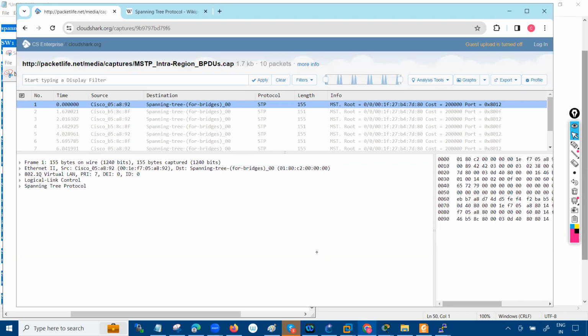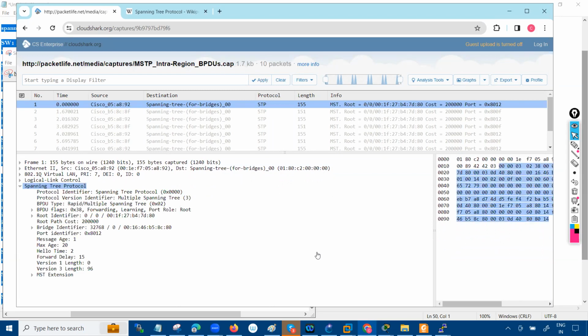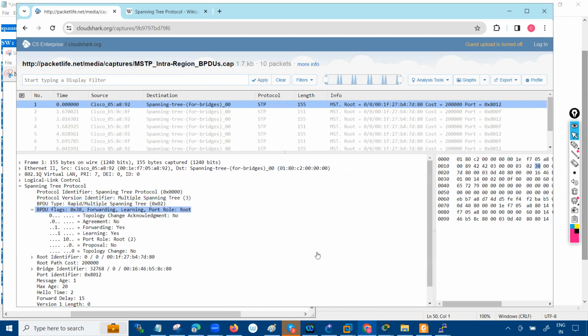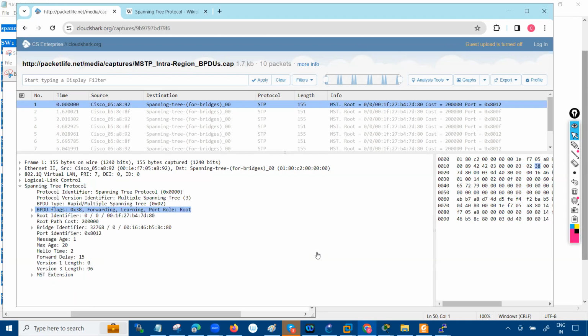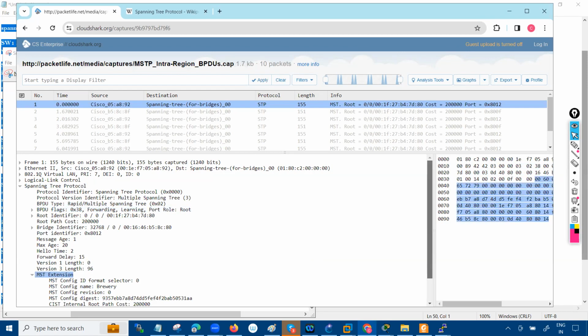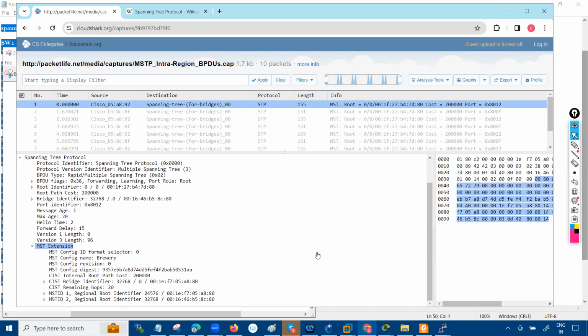So if you see the spanning tree protocol we have, that's MSTP, multiple spanning tree protocol. Here's the MST extension. Same things: we have the BPDU flags, proposal, agreement, port role, forwarding, learning, topology change. Apart from this, what we have over there is the MST extension. In this MST extension, I have all the things like name, revision number, and this is my digest value.